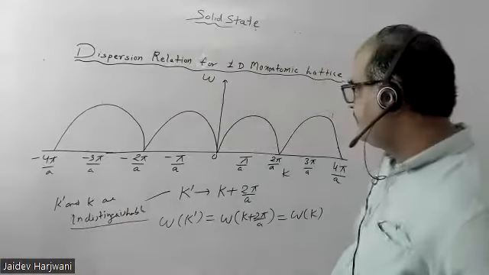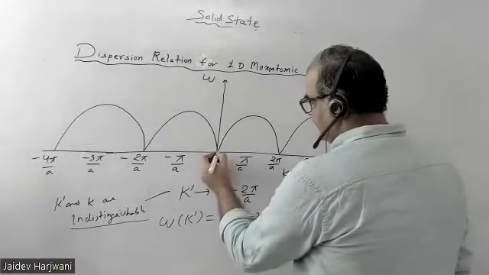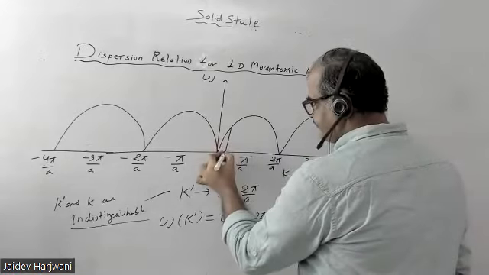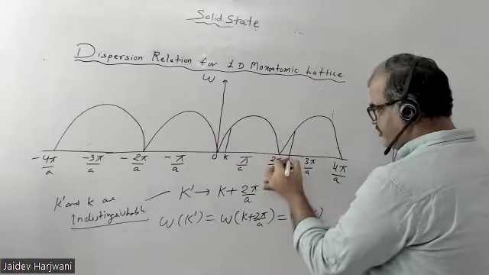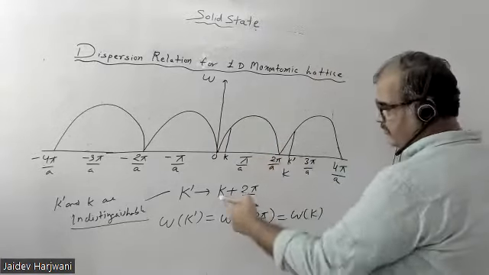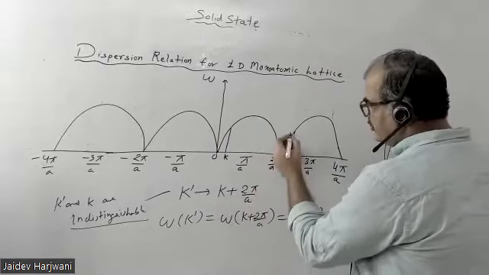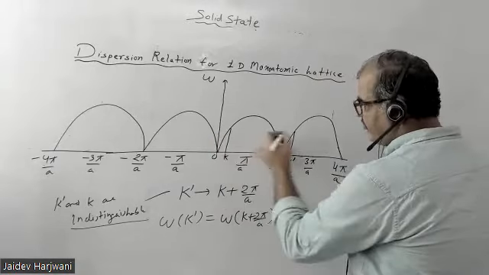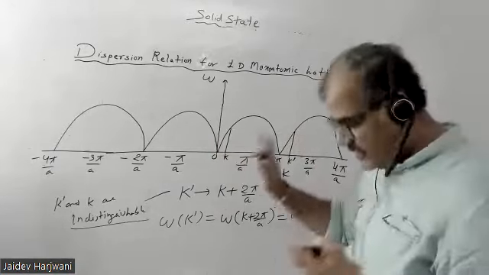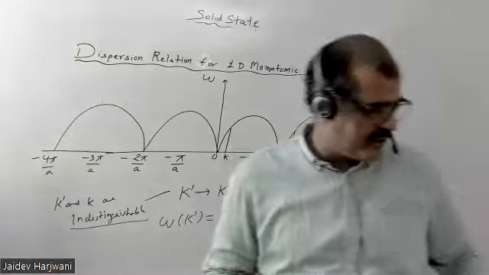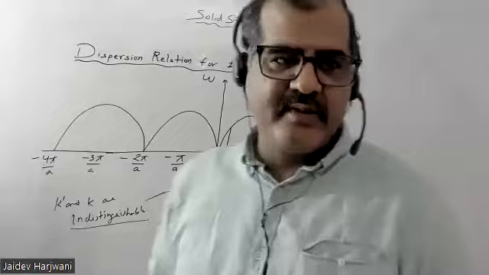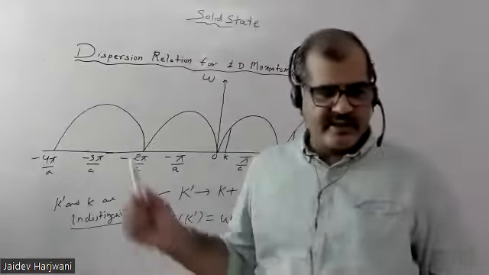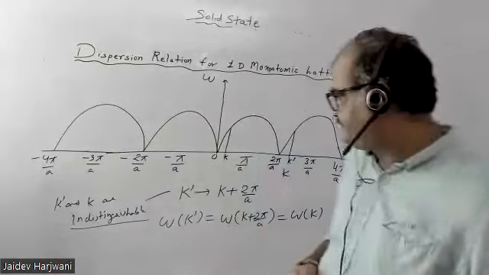So any k I take here, for example this k, and here I take k dash, where k dash is equal to k plus 2 pi by a, at both points my frequency is the same. That means k is periodic. So any property of the crystal which is a function of k will also be periodic, because k is periodic.